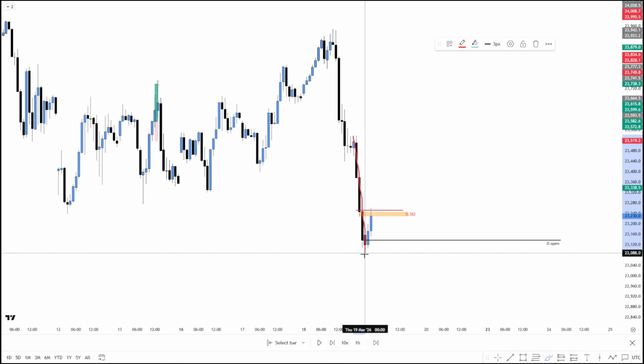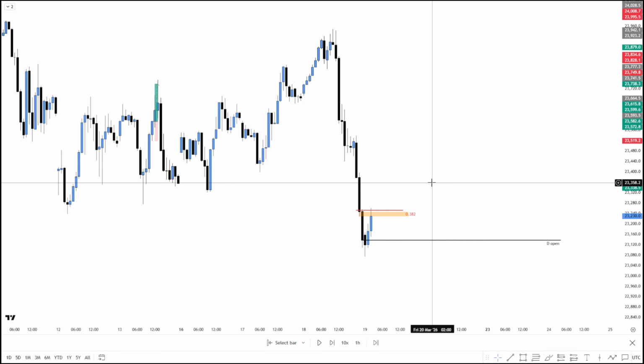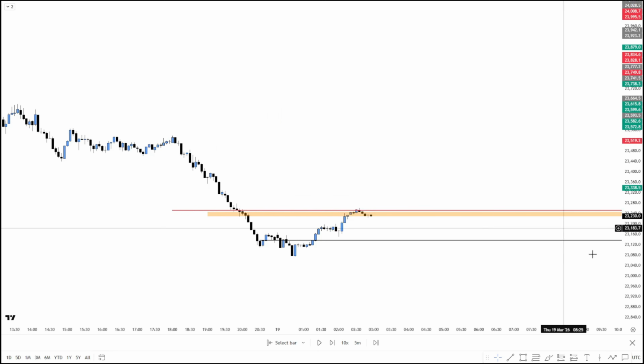We have this last push, 382 level lining up with this POI. So this is beautiful textbook continuation level. So now all you have to do is switch to any time frame from 5 minute to 30 minute.